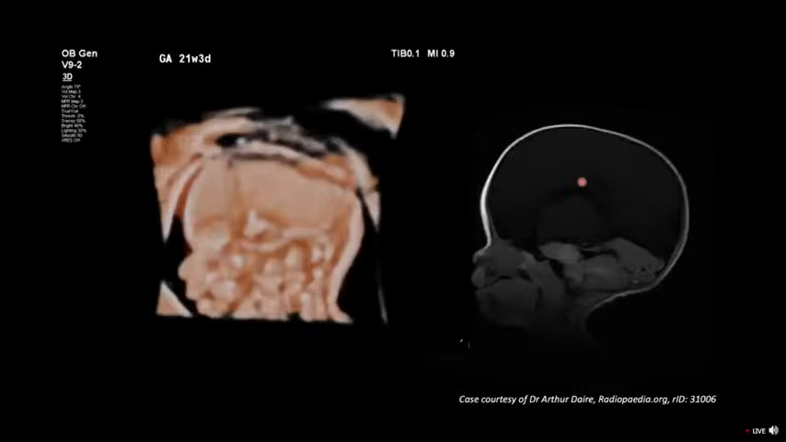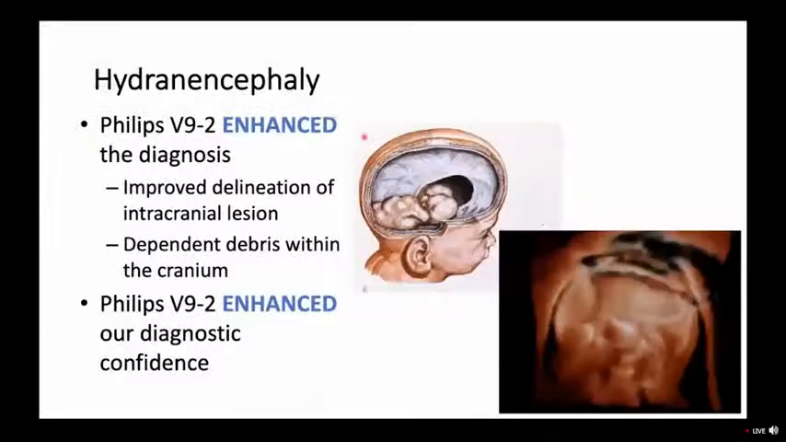But we can learn quite a bit using our ultrasound systems and just taking a few 3D pictures with that V92. Hydranencephaly is a really rare diagnosis. The V92 helped us make that diagnosis, and the 3D pictures helped us improve not only our physician, clinician diagnostic confidence, but also the confidence of the patient in the actual diagnosis. The patient elected to have an induction of labor shortly after this diagnosis with perinatal hospice, understanding the severe significance of this fetal finding.